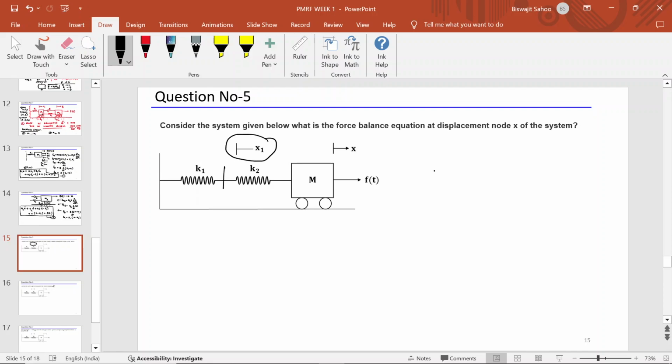Because there is no mass here. Mass is not zero, it's not visible to me. Also, it is not visible to you because it is not there in the question. So how am I able to write the free body diagram?